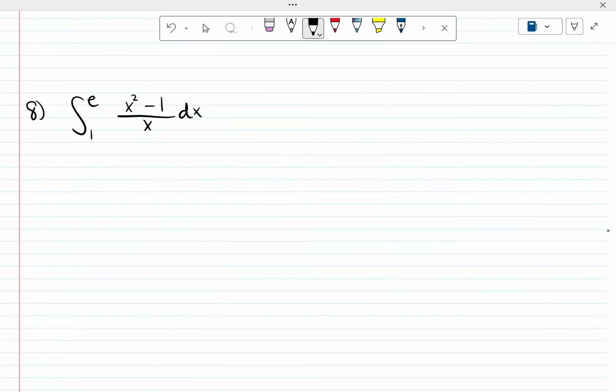If you use U as x squared minus 1, wait. Yes, you can. I think U substitution will work. If you use U equals x squared minus 1, and then if you did your du, this would be 2x dx. Oh, no, it wouldn't, because you want some kind of 1 over x. So U would not work. So what should you do?